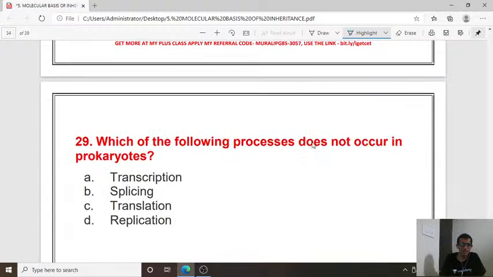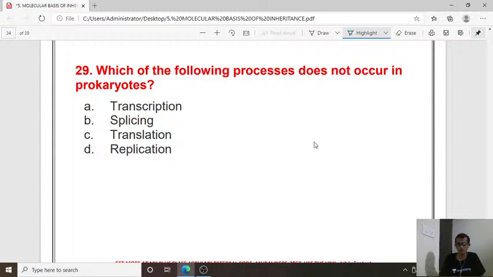And the last two questions. 29. Which of the following processes does not occur in prokaryotes? Transcription, splicing, translation, replication. It is nothing but splicing. Splicing is not required because there is no intron-exon concept in mRNA production in prokaryotes. So the splicing phenomenon is not there in prokaryotes, but it is present in eukaryotes. But transcription, translation, replication are observed in both. All three steps are observed in prokaryotes and eukaryotes. So for the 29th, B is the right answer.